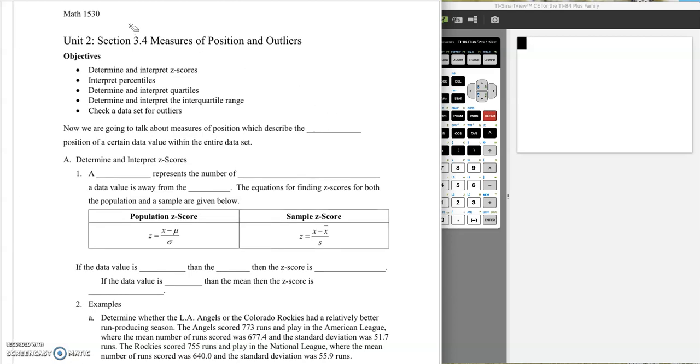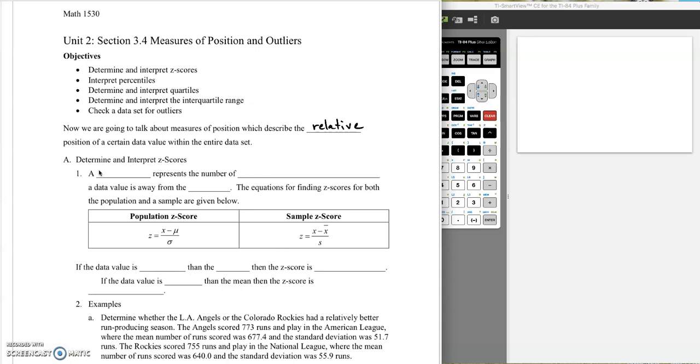So we've talked about measures of central tendency, the mean, the median, and the mode. And then we talked about measures of dispersion, which was the variance, the standard deviation, and the range. Now we're going to talk about measures of position. Measures of position describe the relative position of a certain data value within the entire data set.